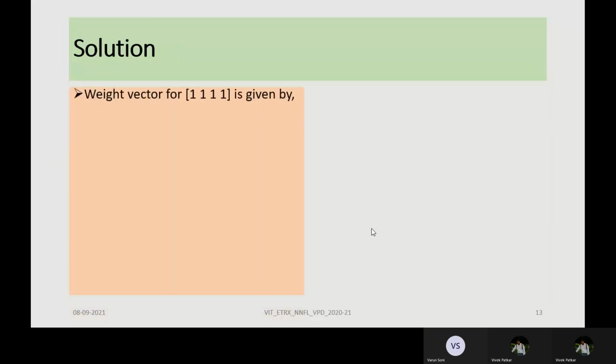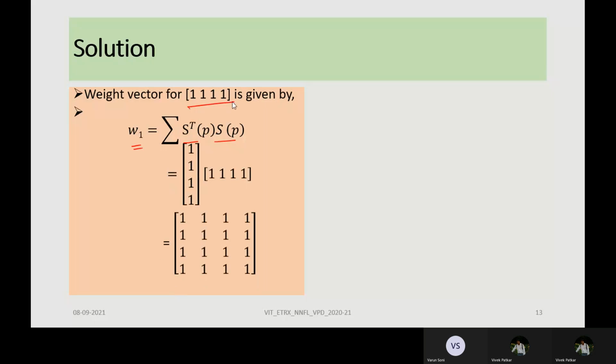Moving towards the solution, as usual, we are given two vectors. So we will take two weight matrices and add them. Clear? So I will take first W1. The same formula I'm using, but my S will be this first pattern, and I get this weight vector.